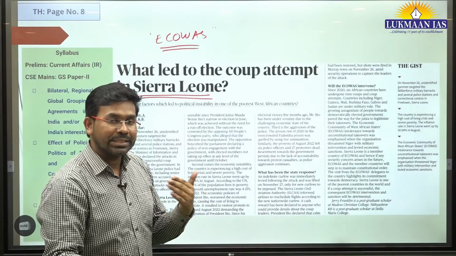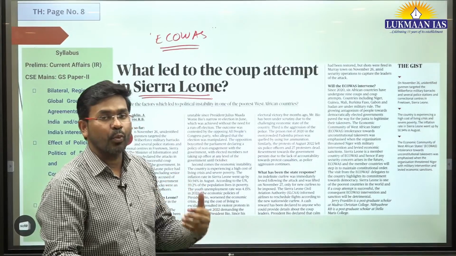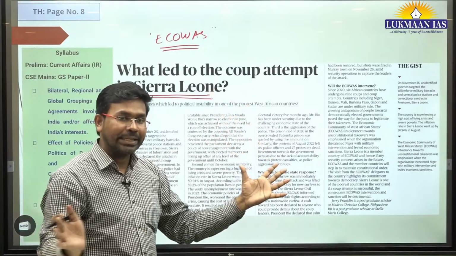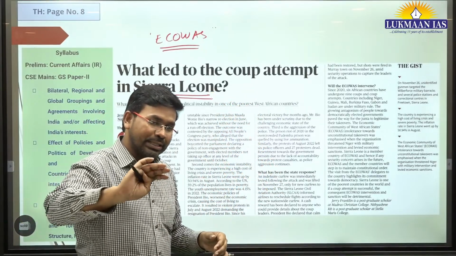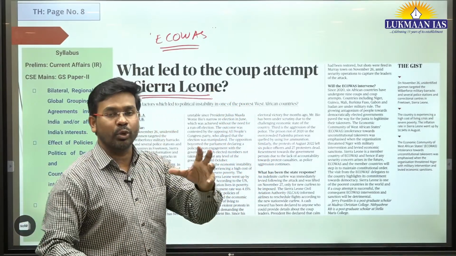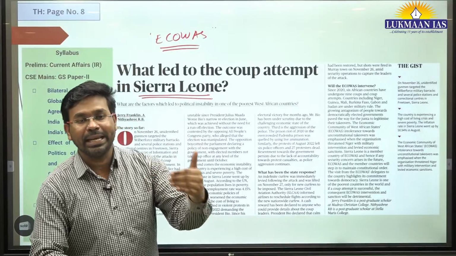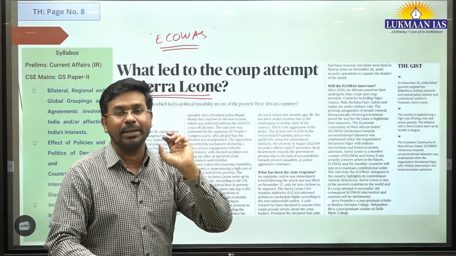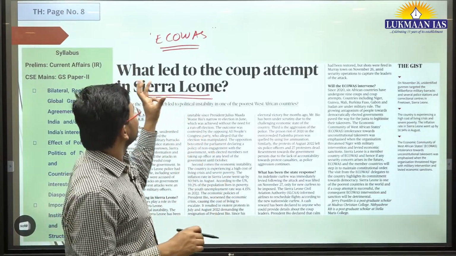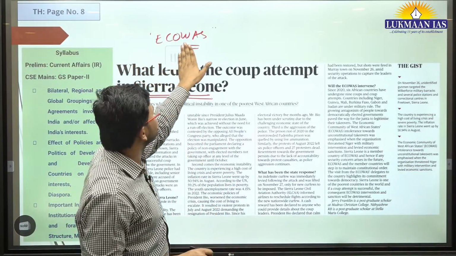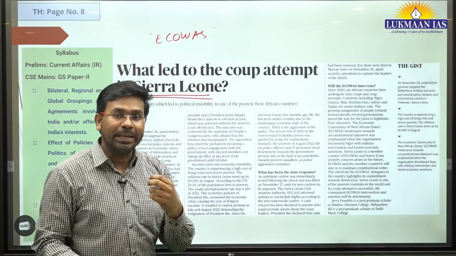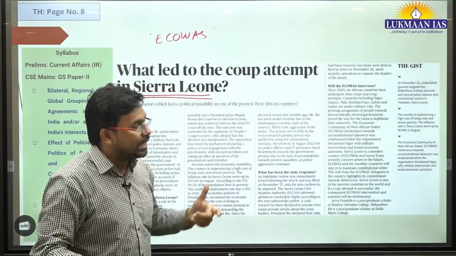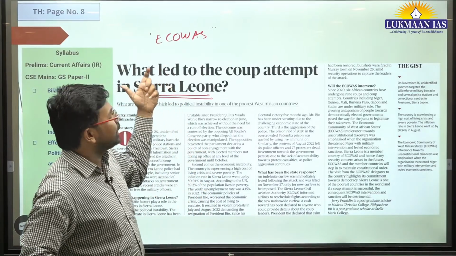In the ECOWAS region, there are many countries where a military coup has happened. A military coup means military personnel try to overthrow the democratically elected government, and sometimes take the democratically elected leaders into custody. In this article, we are going to discuss a recent military coup attempt in Sierra Leone, a country which is part of the ECOWAS region.